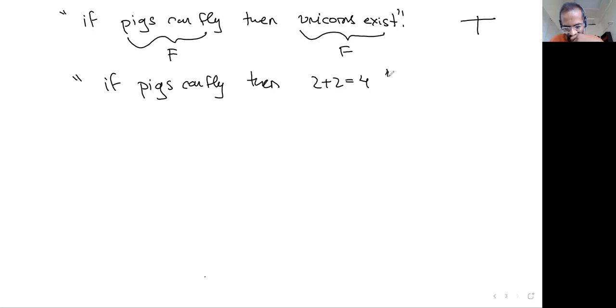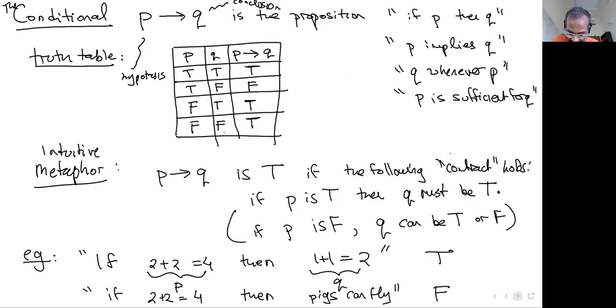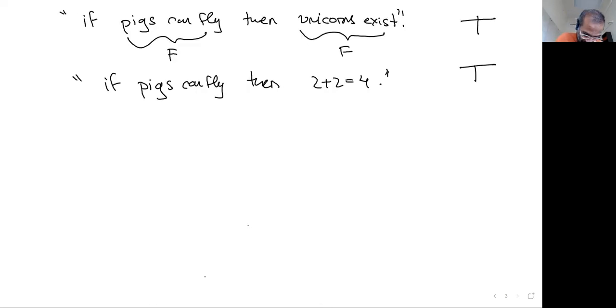Is that conditional true or false? It's true, because the hypothesis is false, and then all bets are off. Right, so this is true. These are illustrations of the entire truth table. The only way a conditional is false is if the hypothesis is true, but the conclusion is false. So that's the conditional. And the conditional is very useful and the source of much confusion.